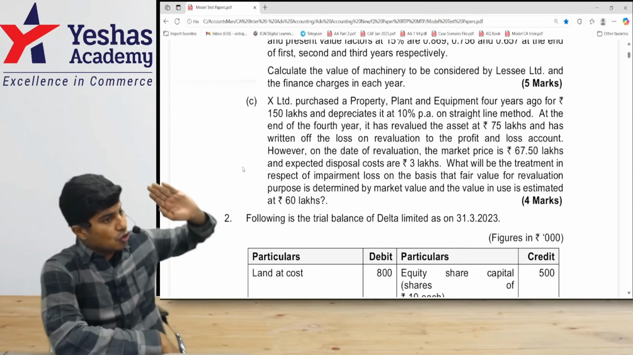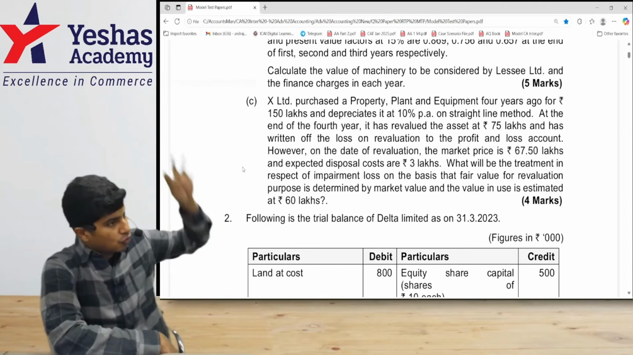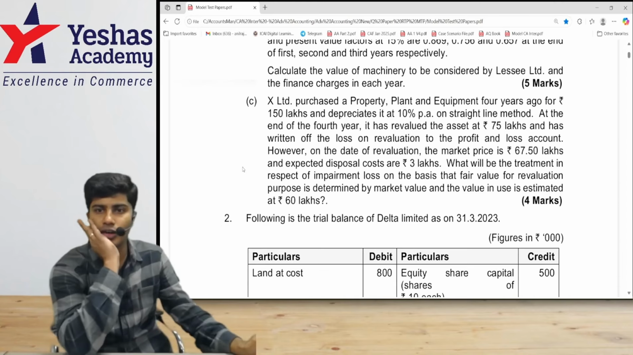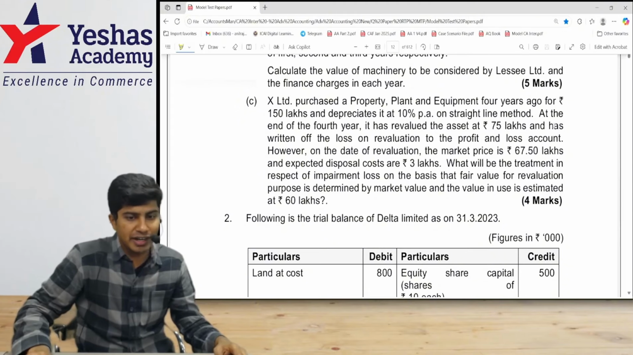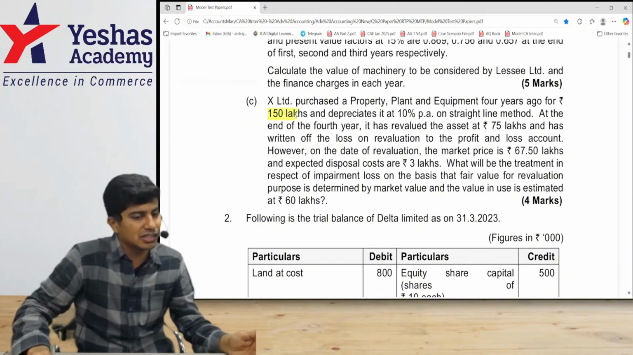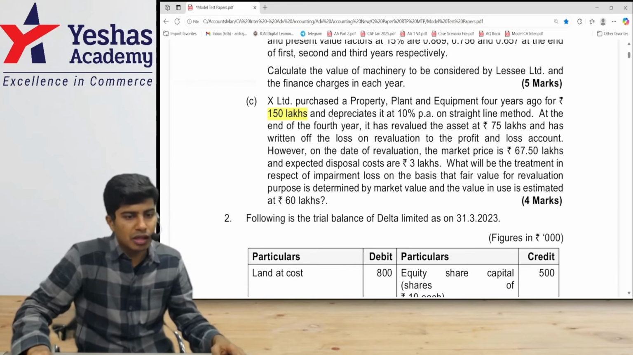150 lakh was the price 4 years ago. So this asset of 150 lakhs has to be depreciated for 4 years and then we would have to do whatever we need to do. But I can't tell you the amount of depreciation right now because we only know 150 lakhs. We don't know scrap value, we don't know rate of depreciation and everything. They've told depreciation is at 10% SLM. Wow, so nice.